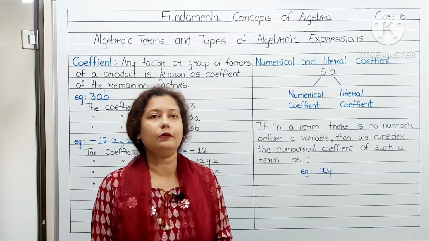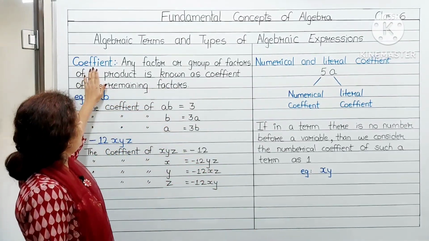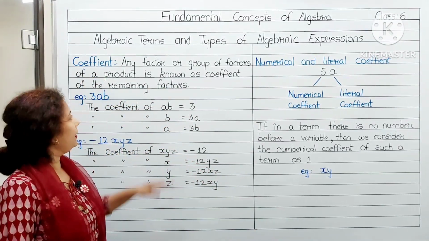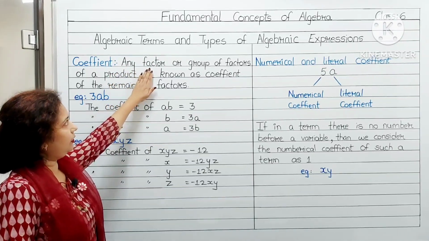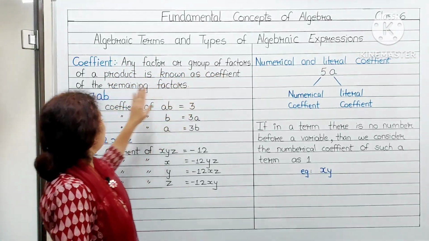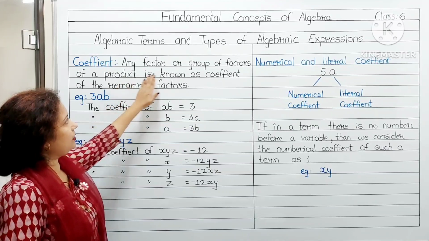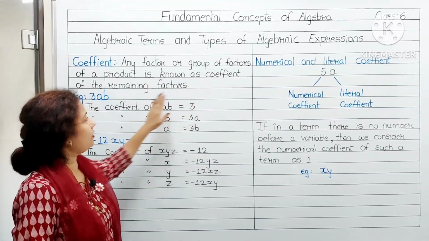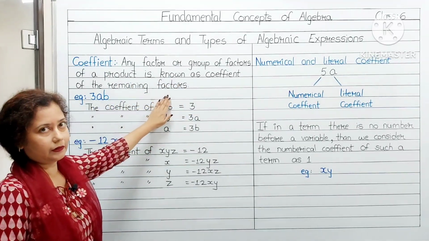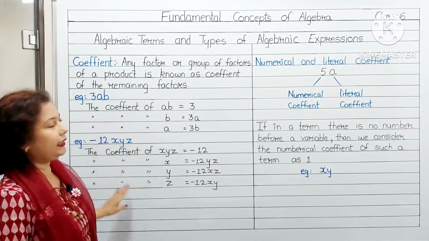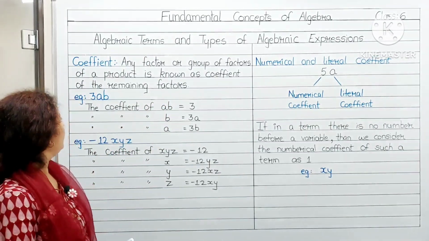Now we will understand what is the coefficient of a term. Any factor or group of factors of a product is known as the coefficient of the remaining factors. This we will understand with the help of examples.